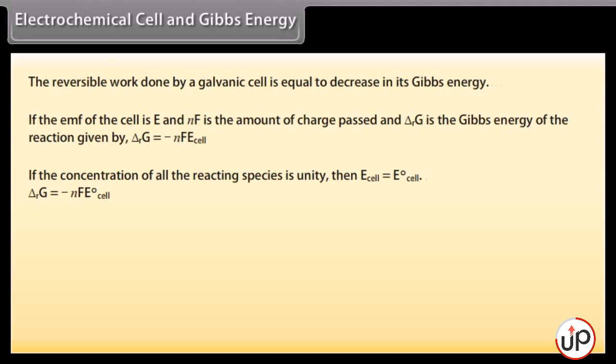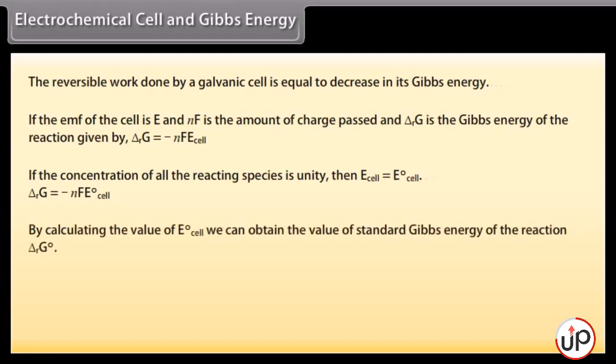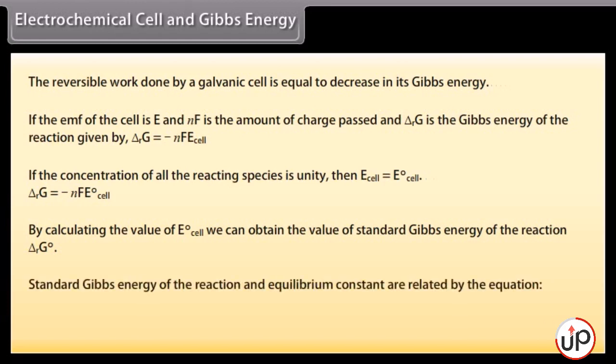ΔrG is equal to minus nF E naught cell. By calculating the value of E naught cell, we can obtain the value of the standard Gibbs energy of the reaction, ΔrG naught. The standard Gibbs energy of the reaction and the equilibrium constant are related by the equation ΔrG naught is equal to minus RT natural log K.